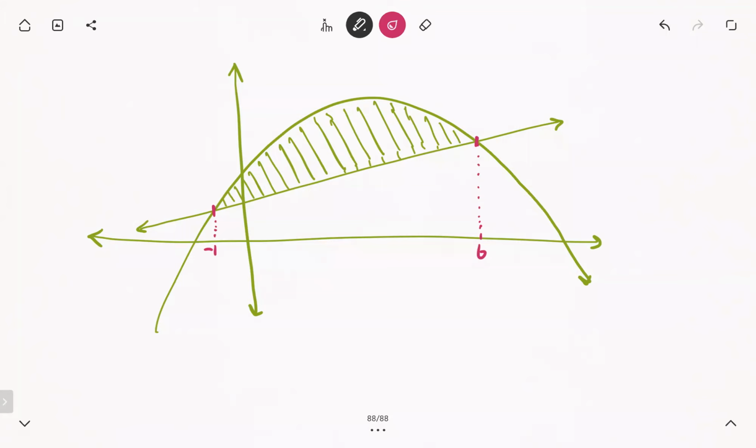And if you integrate the curve and you apply the limits from -1 to 6, you will get the area under the curve, and both areas will be subtracted. You will get the shaded area. Right, Anya?